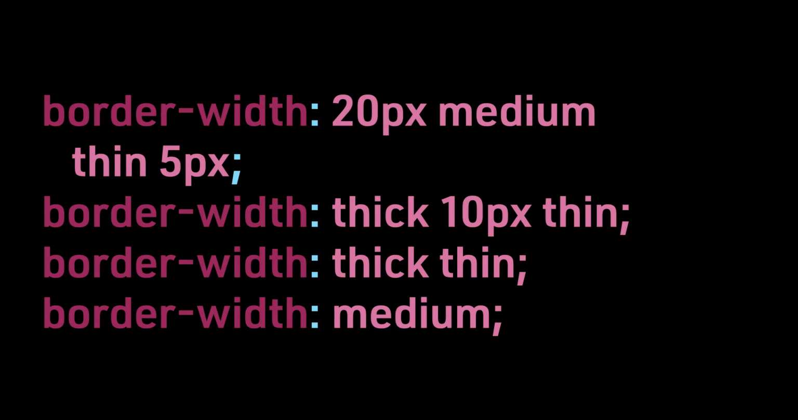With 4 values, the top border is 20 pixels, right border is medium, bottom border is thin, and the left border is 5 pixels. With 3 values, the top border is thick, right and left borders are 10 pixels, and the bottom border is thin. With only 2 values, the top and bottom borders are thick, while the right and left borders are thin. With 1 value, all borders are medium.